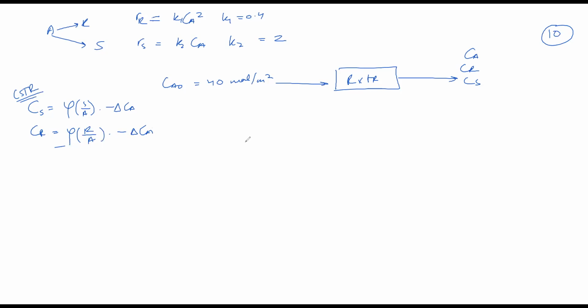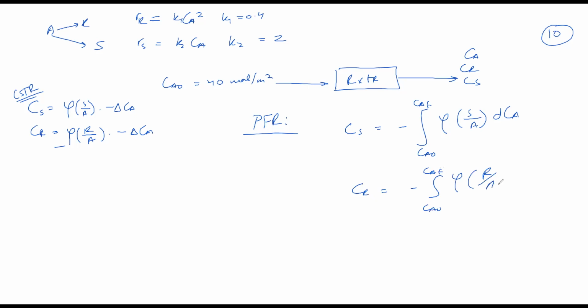However, for a PFR, the equation you're going to use is different. In a PFR, Cs will be minus the integral from Ca naught to Ca f of phi S over A dCa. And be careful when doing these integrals. Similarly for Cr, same thing, minus the integral from Ca naught to Ca f of phi R over A dCa. You have to do some integrals, which can be a bit tricky, but let's approach them and do them.